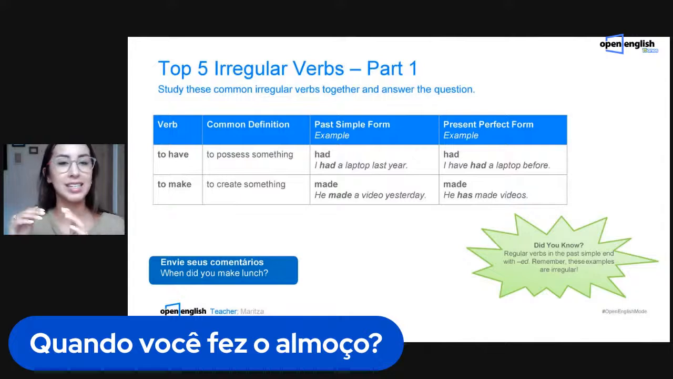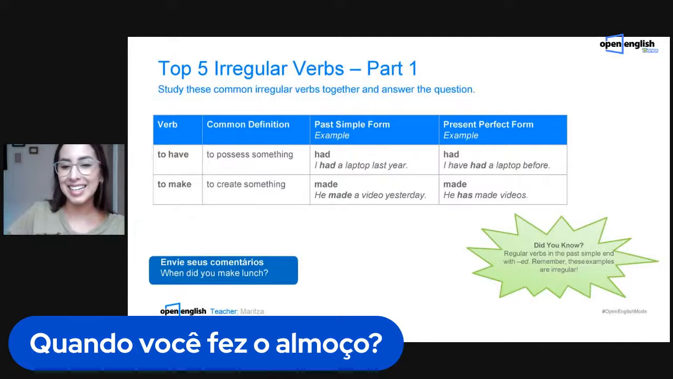Past simple versus present perfect. So when did you make lunch? For example, I made lunch yesterday. I made a sandwich yesterday. Or I could say, I have made lunch for my mom before. Not talking about a specific time, but rather in general in the past.